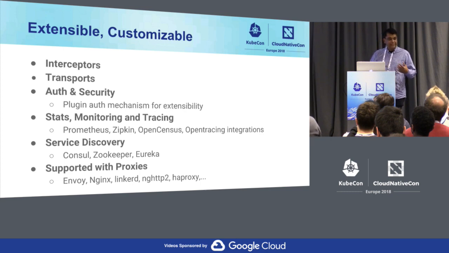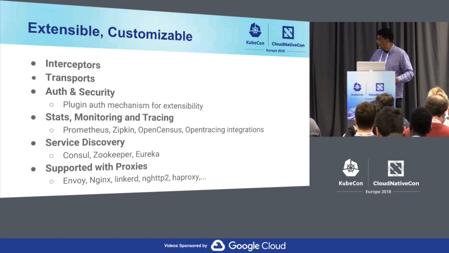Same for stats, tracing, monitoring. Several integrations exist: Prometheus, Zipkin, OpenSensors. Internally, we use Sensors, which is the equivalent of OpenSensors, OpenTracing, etc. You can use whatever you've been using. You don't have to change all of that infrastructure if you start using gRPC. All you have to do is hook it up through the clean abstraction.